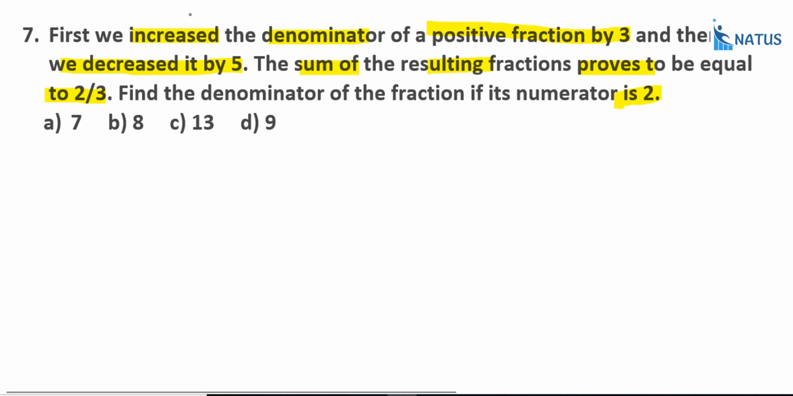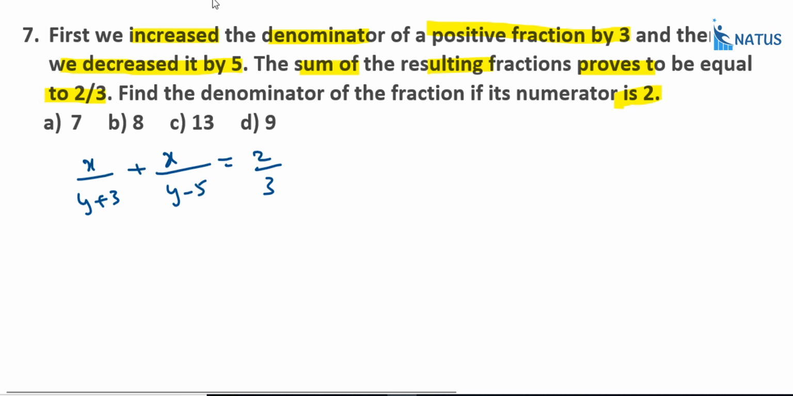Suppose the numerator is equal to x, and the denominator is equal to y. What is the first one? We increase the denominator of the positive fraction by 3, so that is y plus 3. Next, x by y minus 5, decreasing it by 5. Now what is the sum? Sum is equal to 2 by 3, right? Now what is the value of x? That is equal to 2.